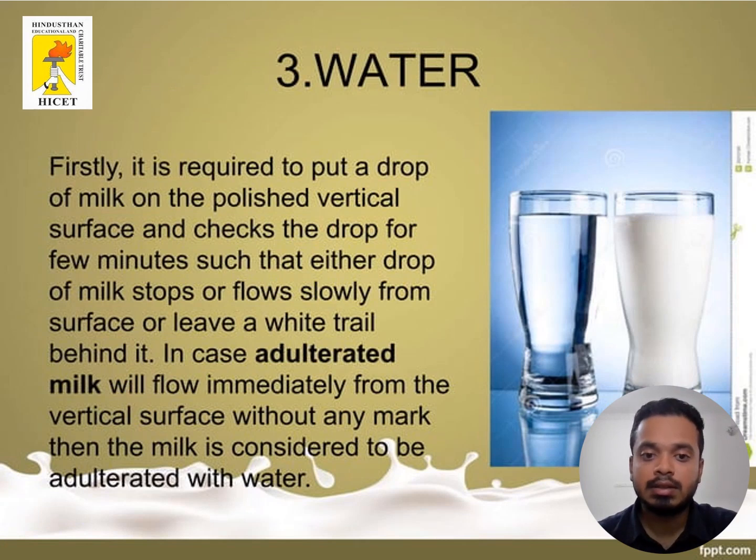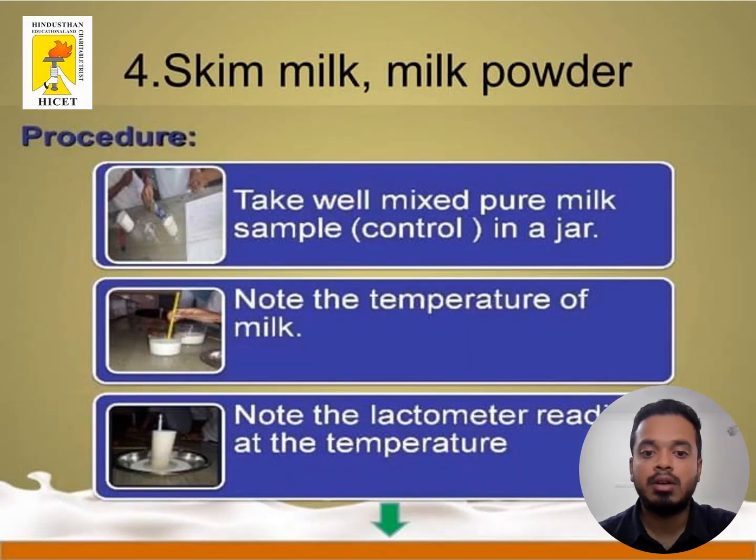The third one is addition of water. Firstly, put a drop of milk on a polished vertical surface and watch the drop for a few minutes to see whether the drop of milk stops, flows slowly down the surface, or leaves a white trail behind it. Adulterated milk will flow immediately down the vertical surface without any trace of white color. So testing of water adulteration is done by sliding. Okay. Then skim milk or milk powder.